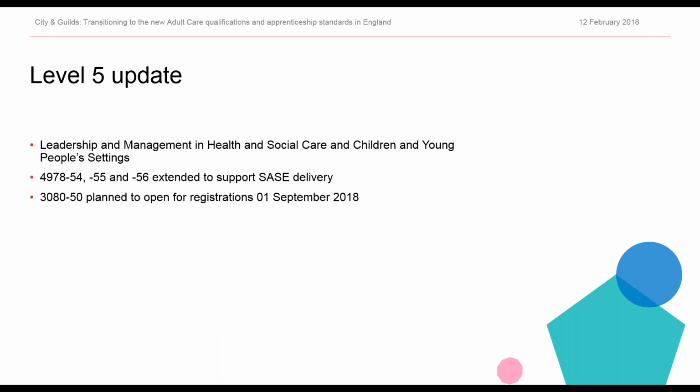In terms of the level 5 and updating you, I have already mentioned that we've reopened the 4978 adult pathways, and as I said, and I'll say it again, those will remain open until we clearly have a standard with the new qualification, the 30, 80, 50, in the actual published standard. And that's due to open for registrations on the 1st of September this year.